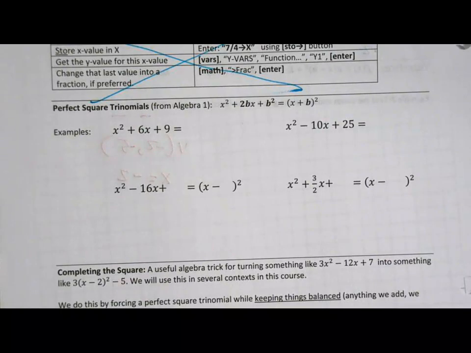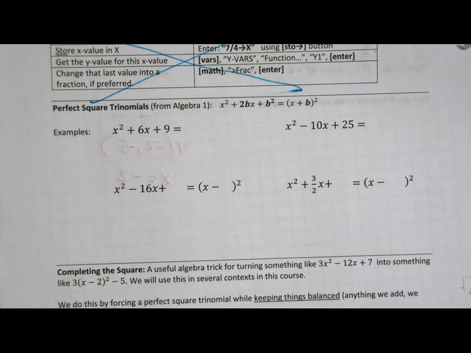So here's the deal. There are these things called perfect square trinomials. Have you guys heard of those before? It's something that we usually do in Algebra 1, but we haven't for the last few years because of the whole COVID and we just haven't had as much time.